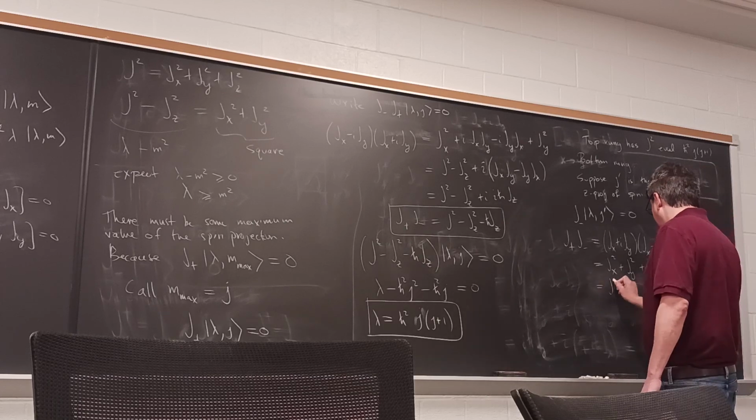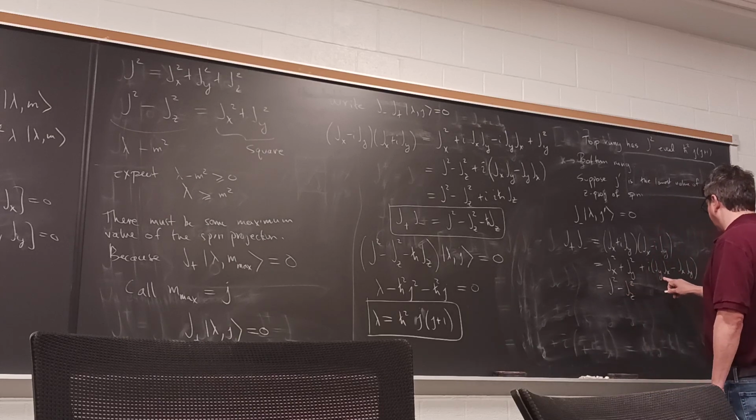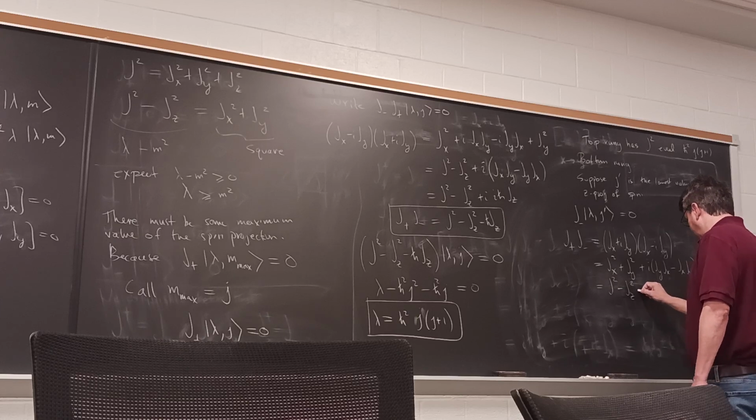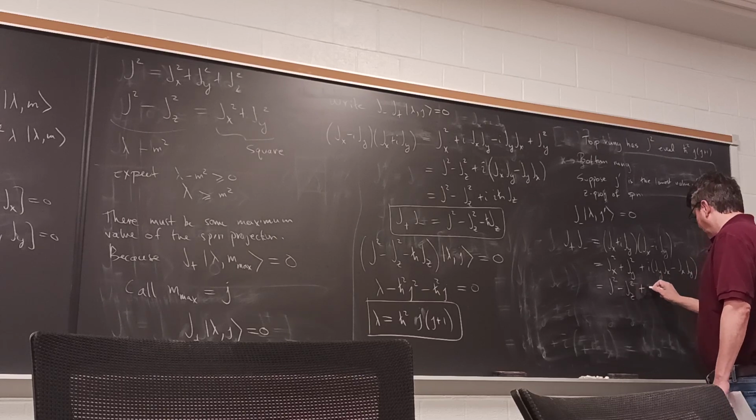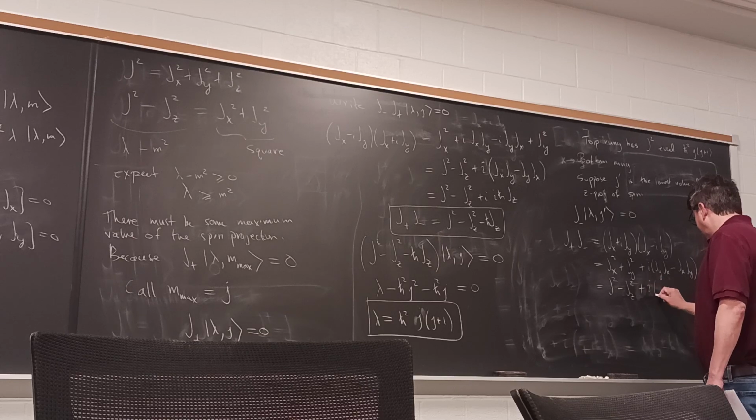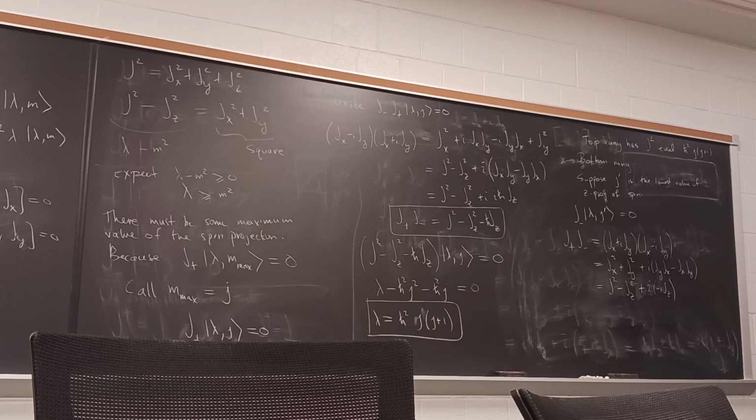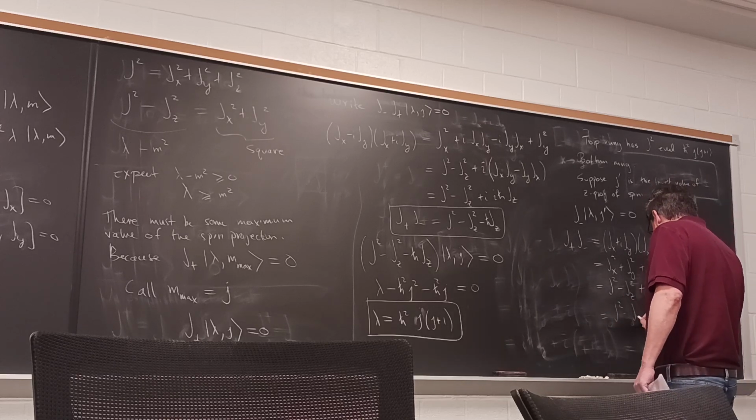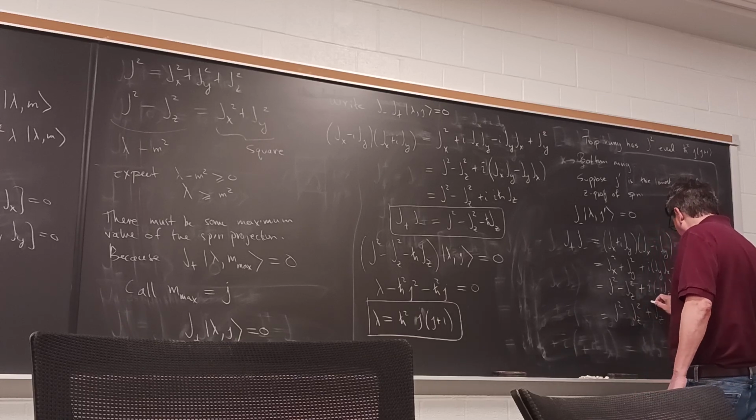So this is J squared minus Jz squared. And then Jy Jx, this is in the wrong order, so that means we get a minus sign, so we'll have plus i times minus i Jz. So this gives us J squared minus Jz squared plus h bar Jz.